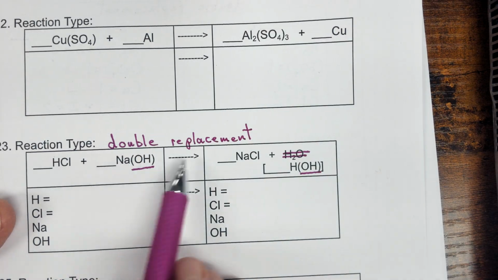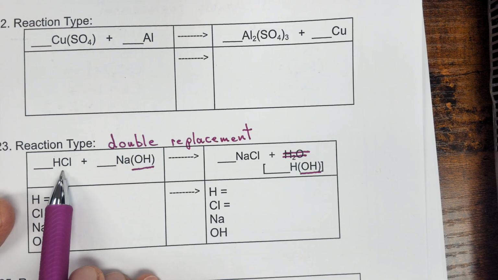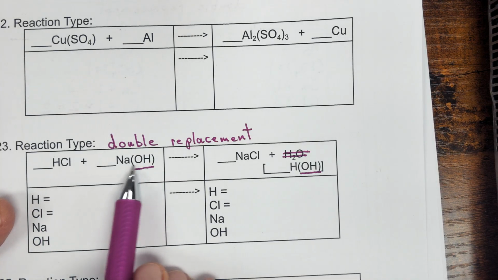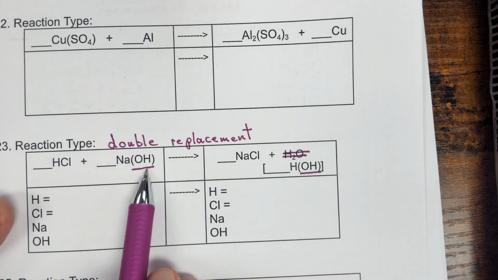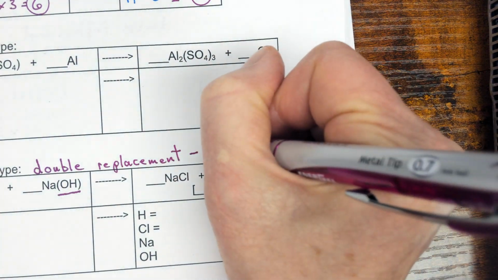And it's a special kind of double replacement. HCl is hydrochloric acid. Many acids start with hydrogen like that. Hydrochloric acid, sulfuric acid, nitric acid is HNO3. They all begin with hydrogen. Anytime you see a compound with OH as the second part, that's a base. So this is an acid-base neutralization reaction.